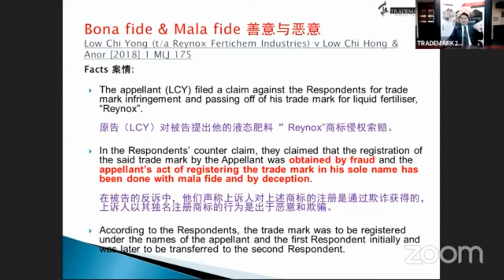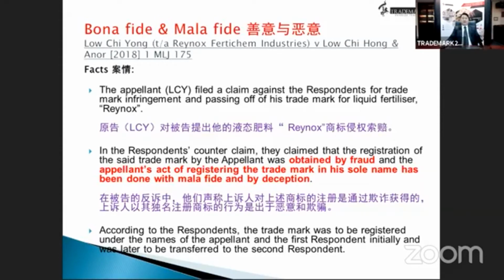Of course, you can expect Lo Chi Yong to be very mad, and then they filed a lawsuit against Lo Chi Hong. So they are selling the liquid fertilizers, Renox, okay. And of course, what happened? Lo Chi Yong filed a claim against the respondent for trademark infringement and passing off of his trademark. And in the response, the respondent, Lo Chi Hong, counterclaimed.